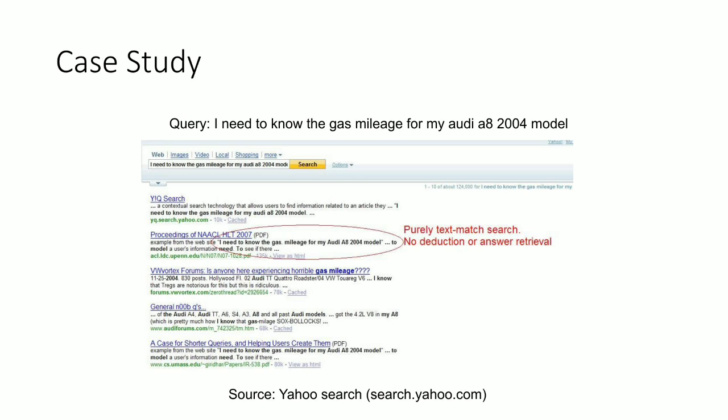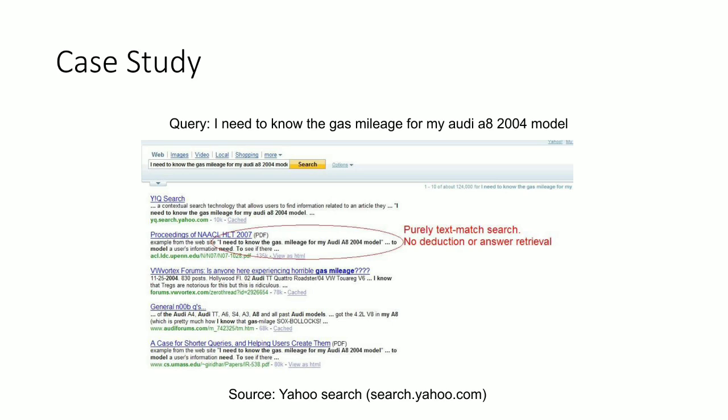So there is a case study. You can go through this. You can easily search the query: I need to know the gas mileage for my Audi A8 2004 model. The Yahoo search engine is used here. You can see the results. It is a purely text match search. There is no deduction or answer retrieval.